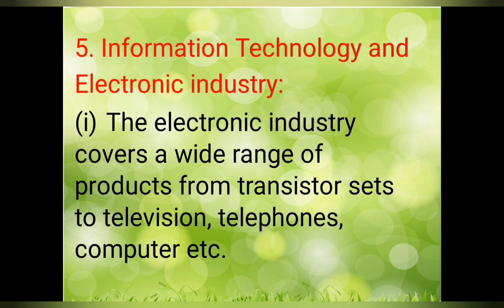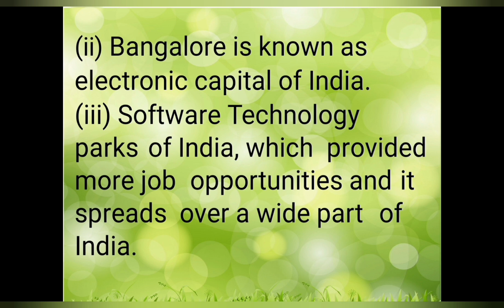Okay. The next is information technology and electronic industry. The electronic industry covers a wide range of products from transistor sets to television, telephones, computers, etc. Bangalore is known as the electronic capital of India, where many IT and electronic industrial sectors are located. Software Technology Parks of India provided more job opportunities, and they spread over a wide part of India. Software technology parks we will be discussing later. It is important for the map question. Okay.